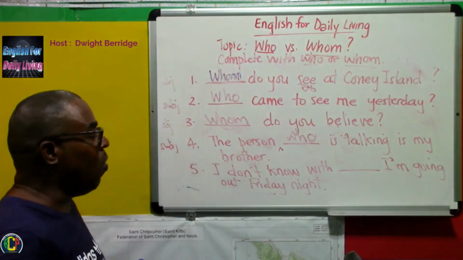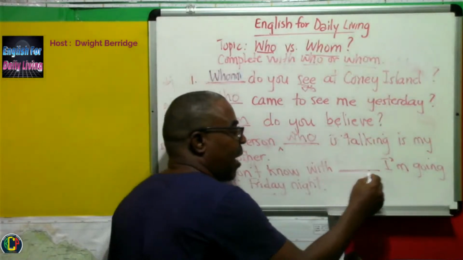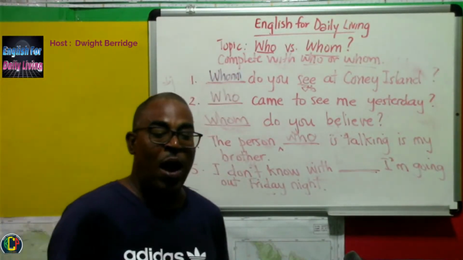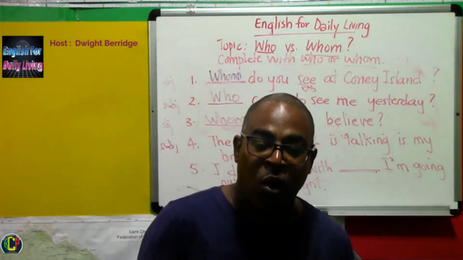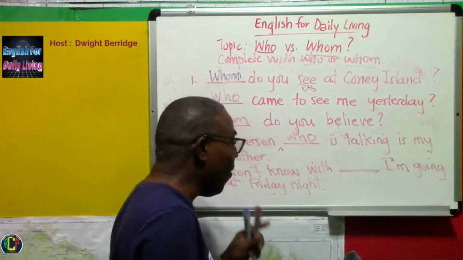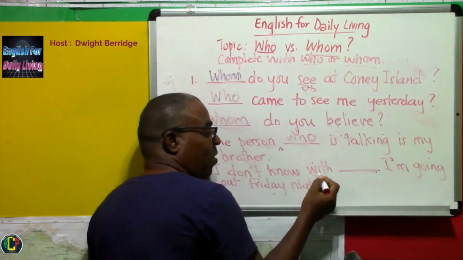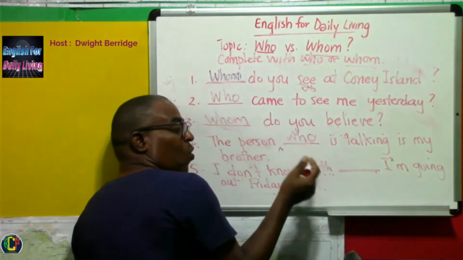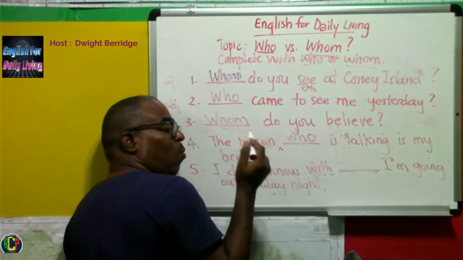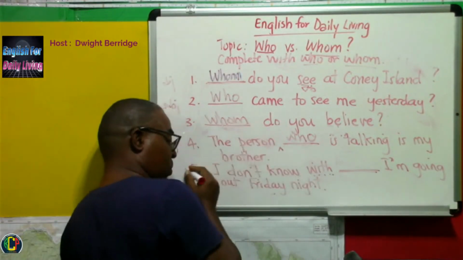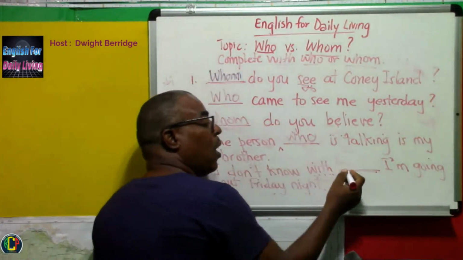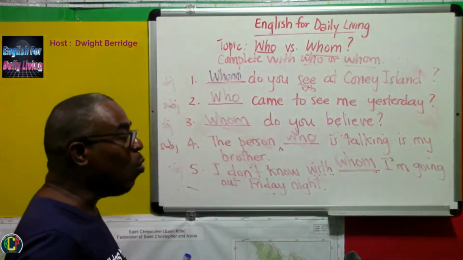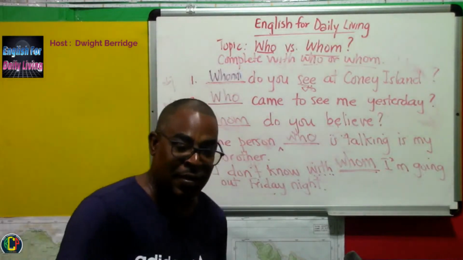I don't know with dash I am going out Friday night. I don't know with, we have this preposition here, and that tells us you're going out with him or you're going out with he. I'm going out with him, so object. So then we have to say whom. I don't know with whom I am going out Friday night.